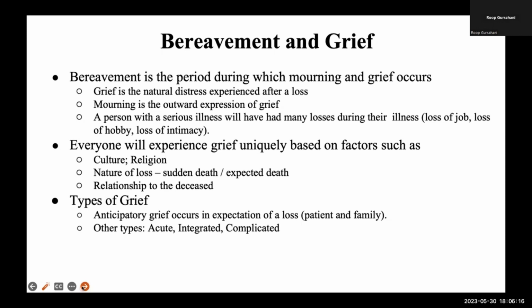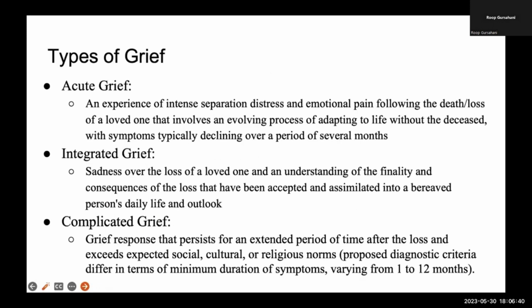A patient with serious illness will have had many losses throughout this period. People experience grief uniquely based on culture, religion, the nature of loss. Is it the sudden death of somebody extremely close? That can be very, very hard to take. But grief can also occur before the event, and it's called anticipatory grief. We look at acute grief, which occurs following the death or loss of a loved one. It basically involves an evolving process of adapting to life, and symptoms gradually decline over a period of several months.